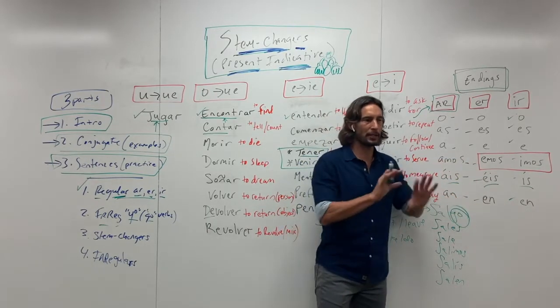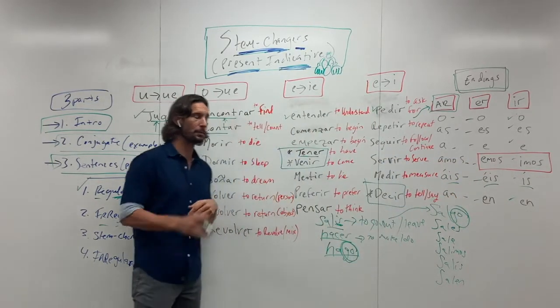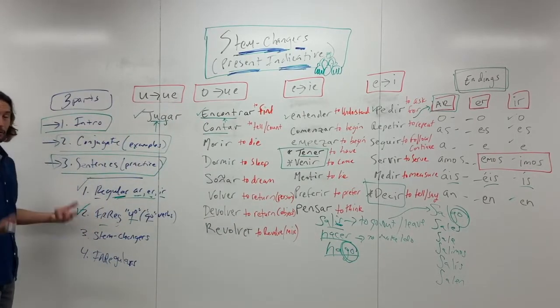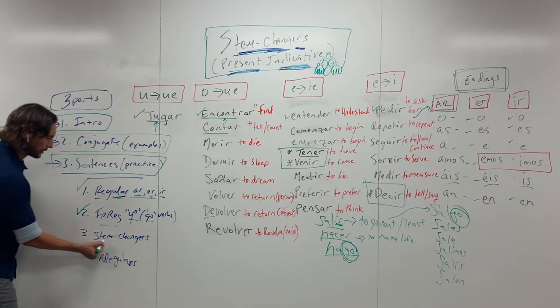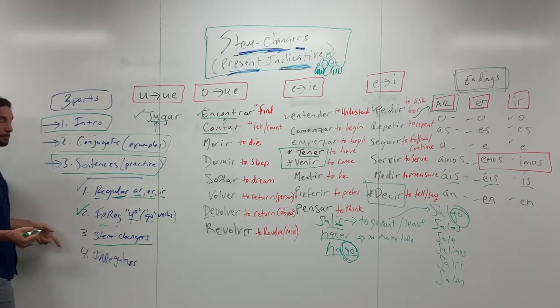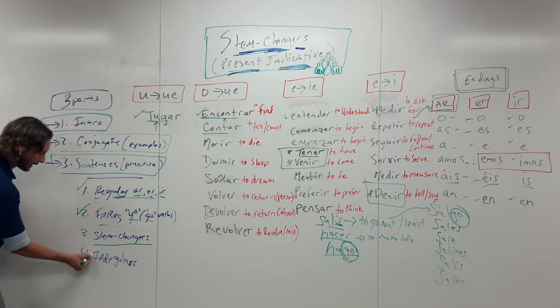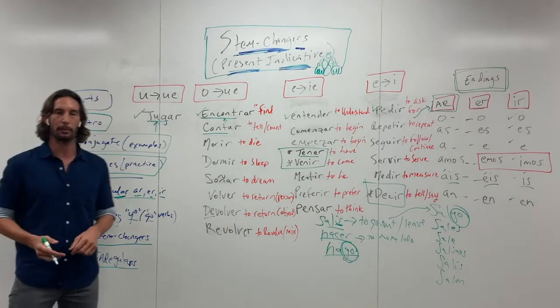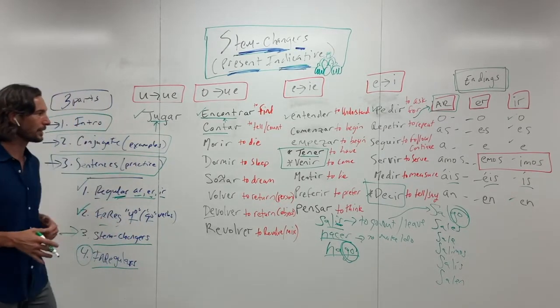Anyways, I know today's lesson isn't on go verbs, but it was worth mentioning because I have it here, and this is something we've already learned in class. Stem changers are the focus for today. Number 4, we haven't got to yet. These are irregular verbs in the present tense. This is our focus for today, stem changers in the present indicative. Let's get into these verbs.